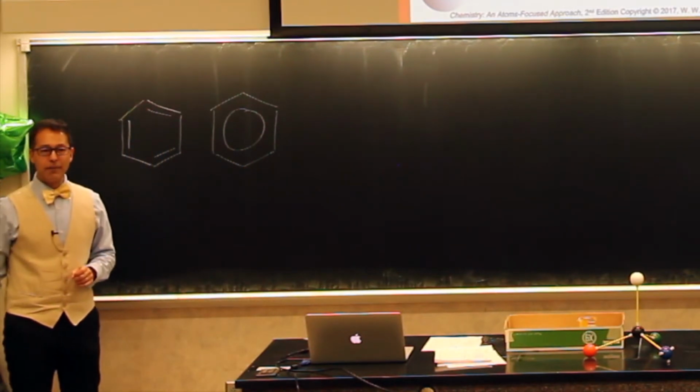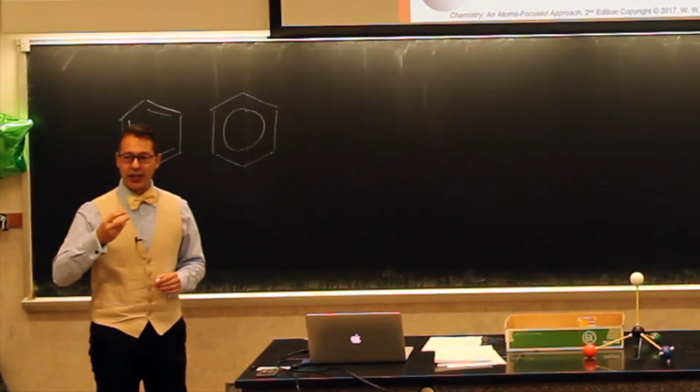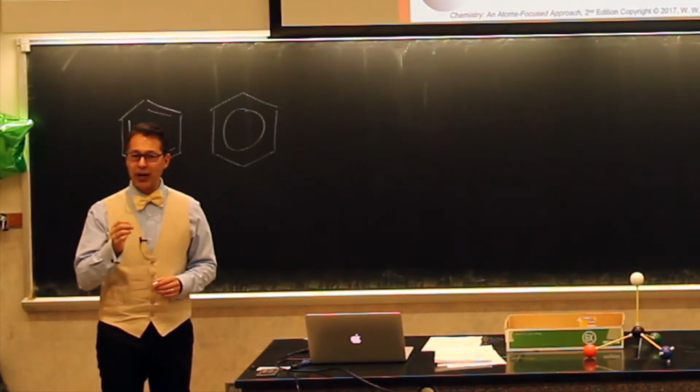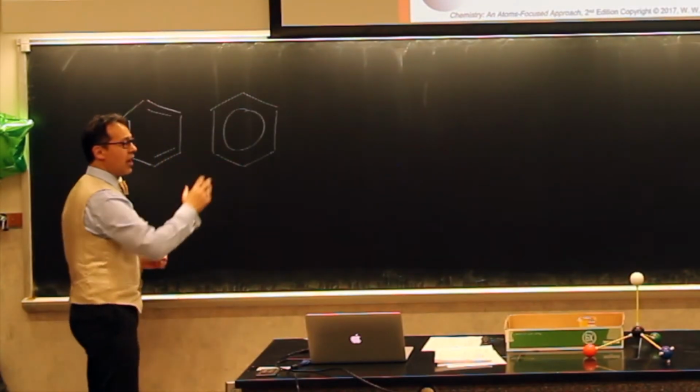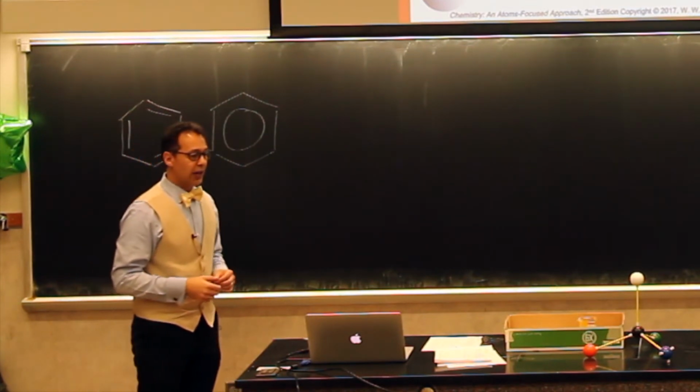Now this is called an aromatic ring, and the reason it's called that is because it smells. It has an aroma to it. So compounds that have this structure oftentimes have an aroma that you can smell. So it's called an aromatic ring.